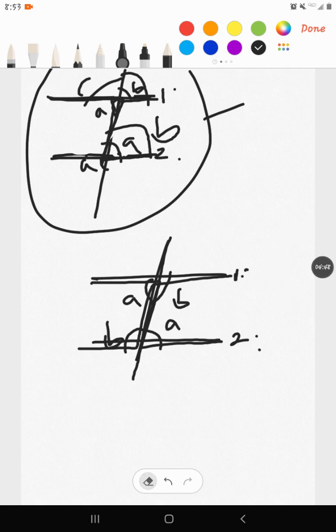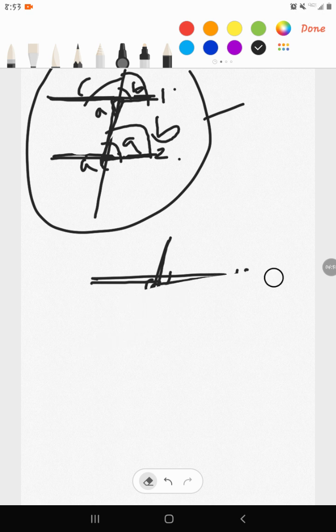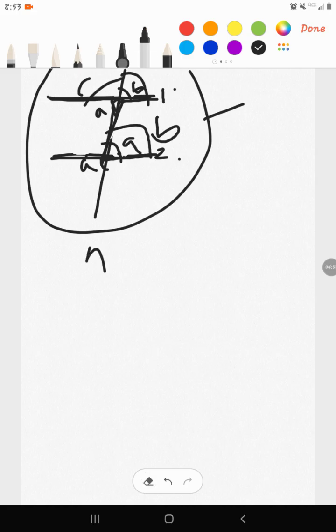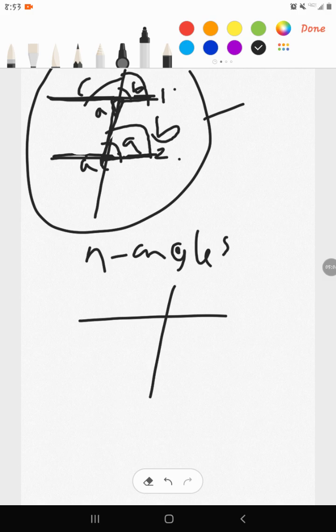Now I want to explain what supplementary angles are. Supplementary angles are angles that add up to 180. Personally, I call them N angles. This is what I mean by that. For instance, if you have a straight line and you have a transversal, and you transfer this straight line downwards, it is going to give you this, because they are parallel.